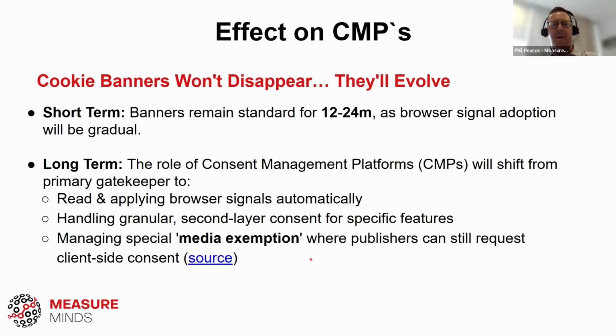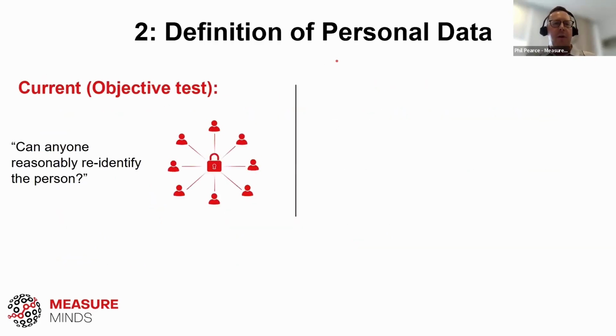And then the other one. There's talk of a media exemption, a little bit similar to consent or pay, where publishers can push or overwrite a consent. The other thing that's mentioned here is personal data: the definition of it is potentially going to change.